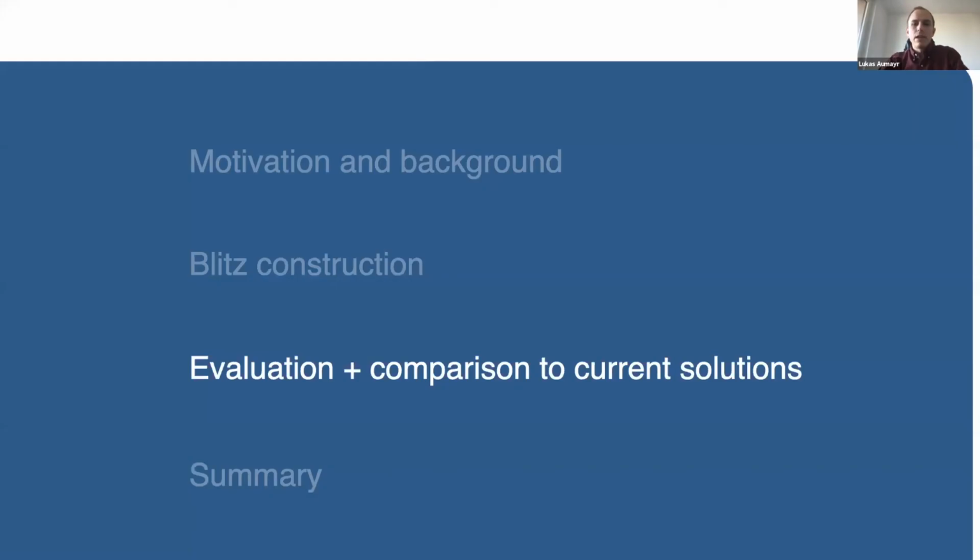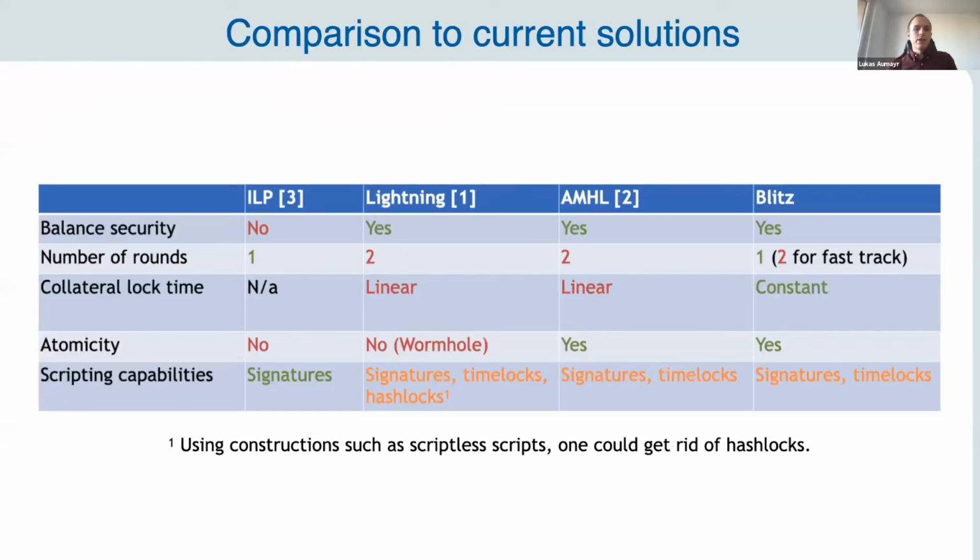Now let me move on to the evaluation. First, let me compare this to some current payment solutions. I've already shown you the interledger payments, the ILP, which actually achieves the payments in one round, but of course it doesn't have the balance security. Also we have the Lightning network, which does achieve balance security, but again, the Lightning payments require 2 rounds of communication, require collateral lock time that is linear, and it is also susceptible to this wormhole attack that I briefly mentioned.